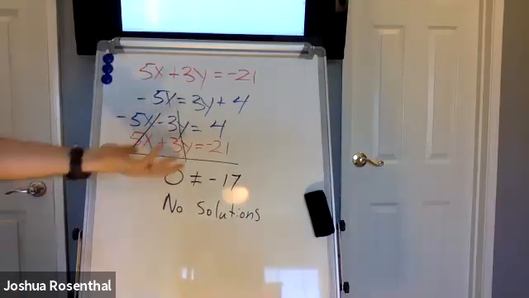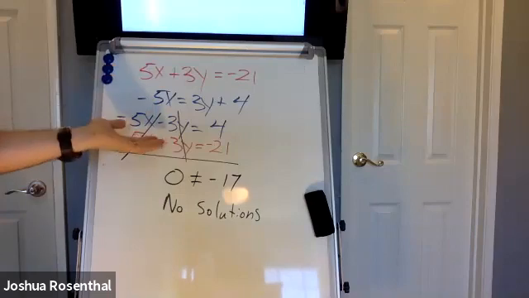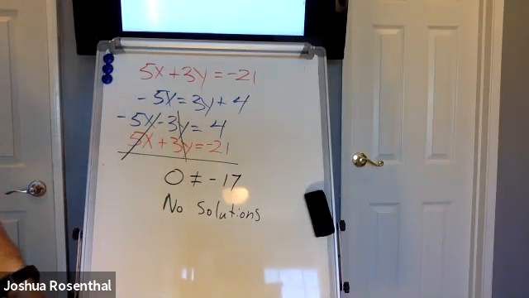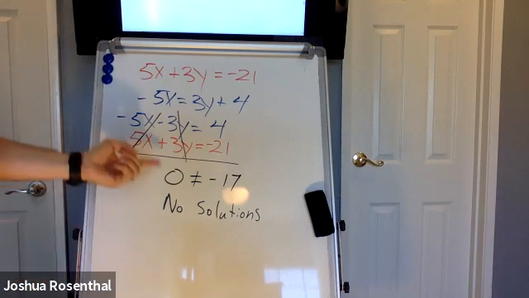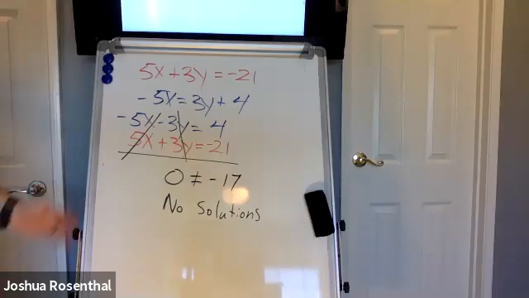Do you always add them at the end? I add them if I'm using elimination to solve. I didn't know in the beginning I was going to get them to cancel out. If you cancel out both variables, then you get 0 equals some other number and it's false, you're going to get no solutions.